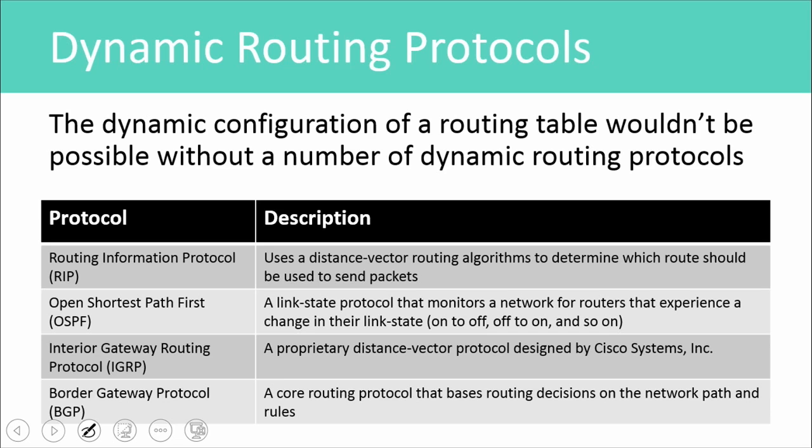Then you have IGRP, the Interior Gateway Routing Protocol. And you also have Border Gateway Protocol as well. Definitely do a little bit of research on each of these protocols. Know that there are things called distance vectors that you should be aware of. And what that is, it's just a calculation. It's essentially a metric that's used to determine which route should be used to send packets, right? So some routes are better than others.